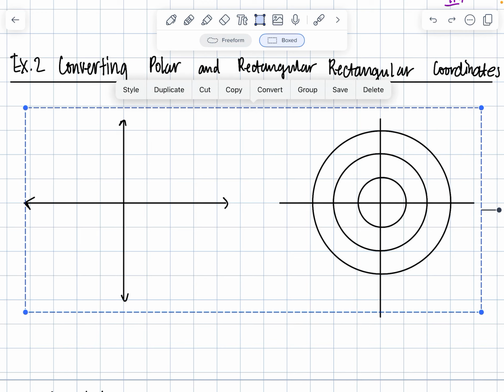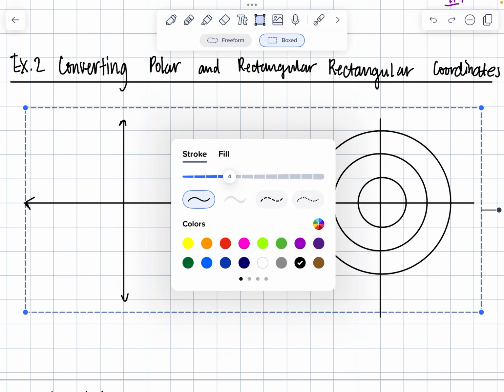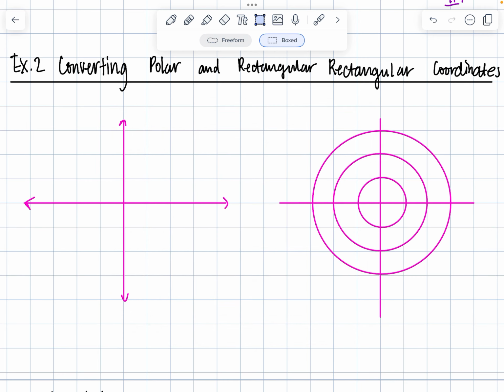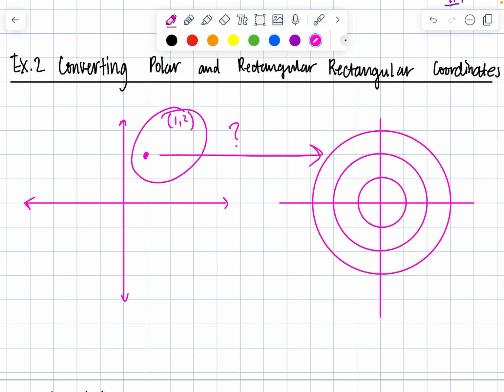and vice versa. I'm going to put this in pink so you do not have to copy this down, but it is interesting to note because what happens if you have, for instance, a coordinate (1, 2)? You'd plot that here, but what would that look like in a polar coordinate system? Where would this land? Well, we for sure know it's in quadrant 1, so it should land somewhere in quadrant 1.